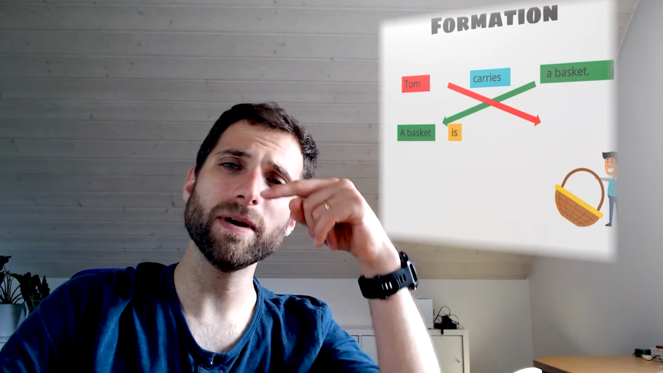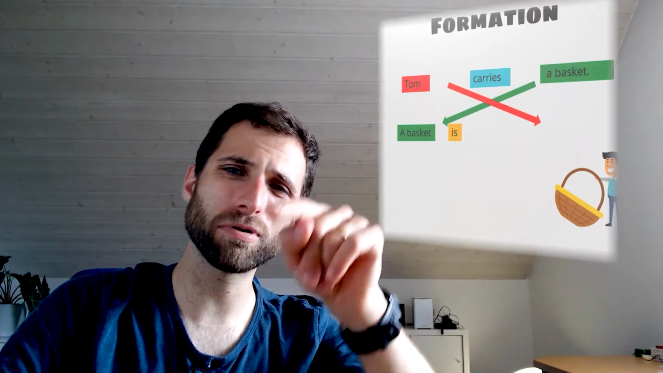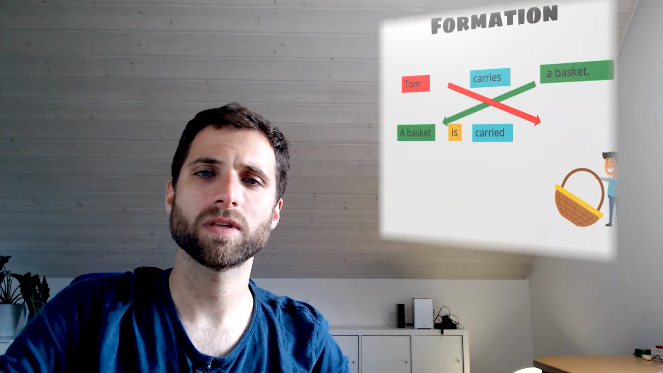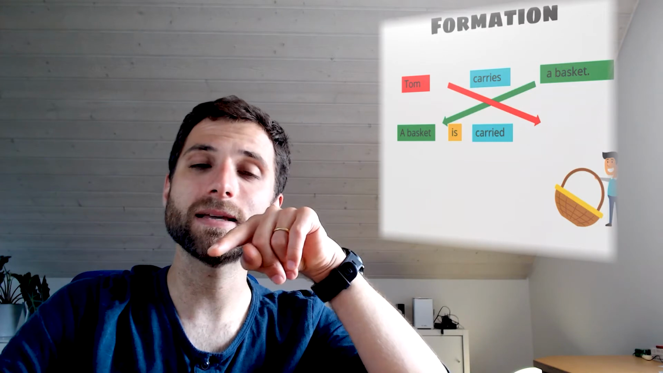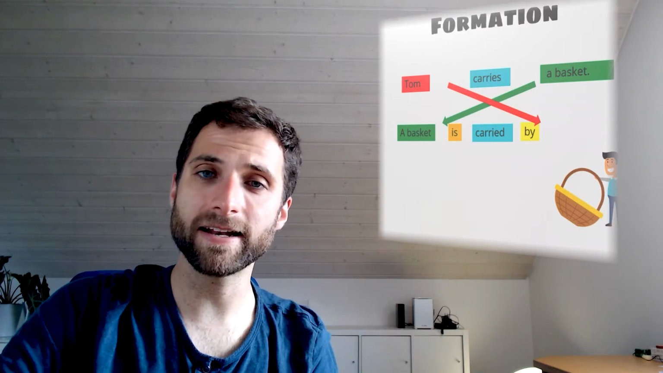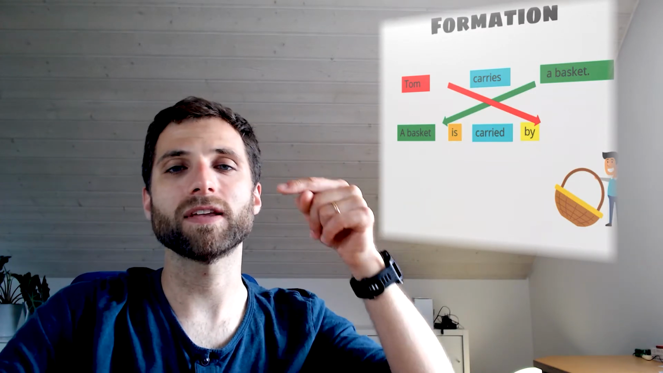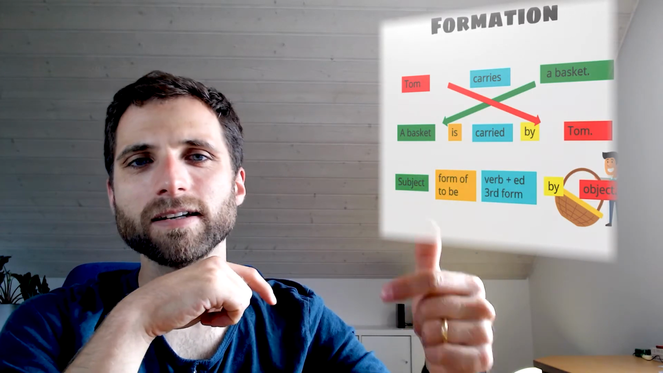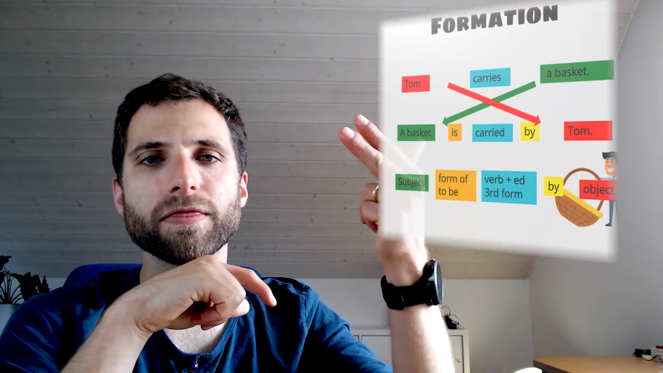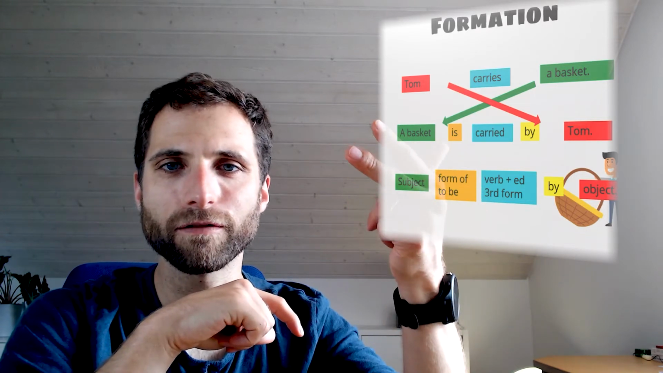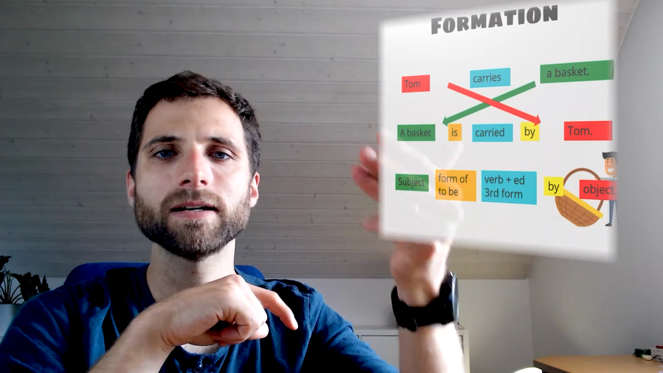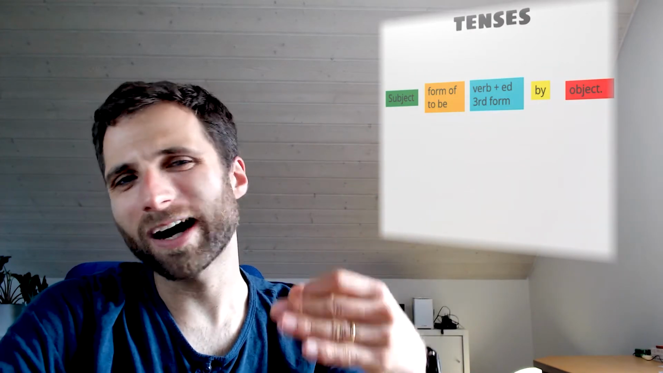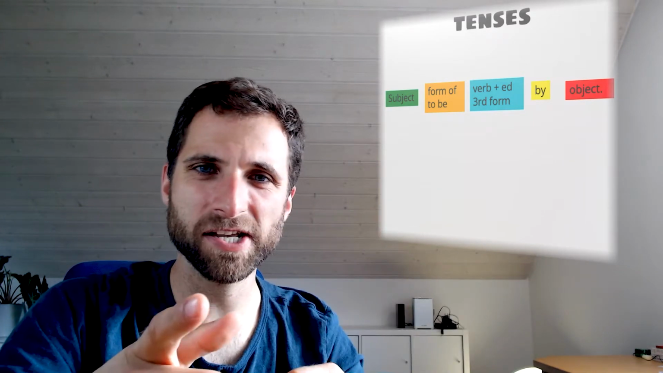Then the verb in the active sentence needs to be put into the past tense, carried. Then we add a by. Then we need the subject of the active sentence, Tom. So we have the subject, the correct form of to be, the verb and ed or the third form, by, and the object. So now that you know how to build that sentence, how do you change the tense?